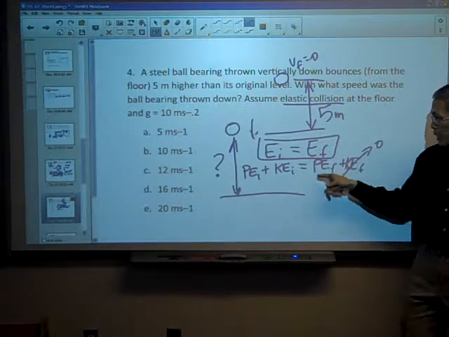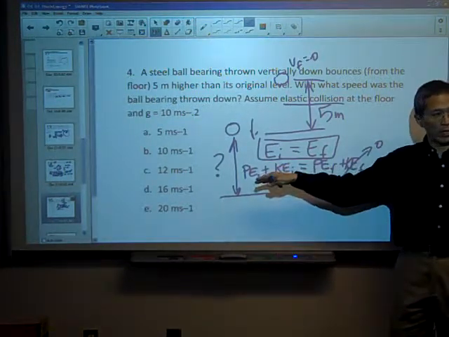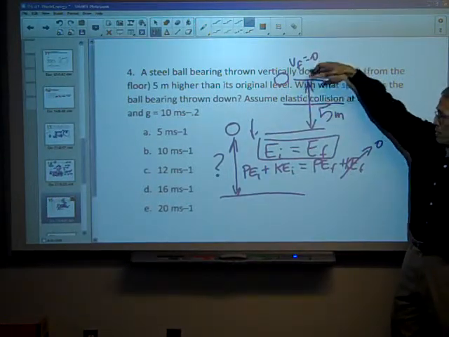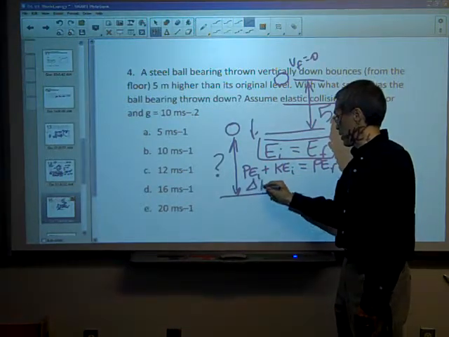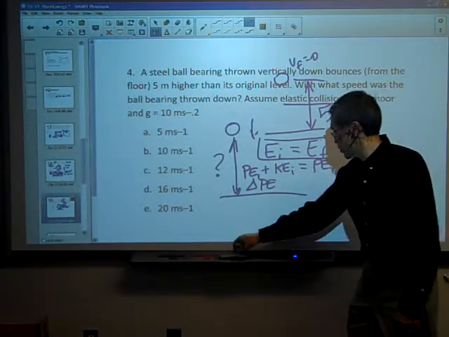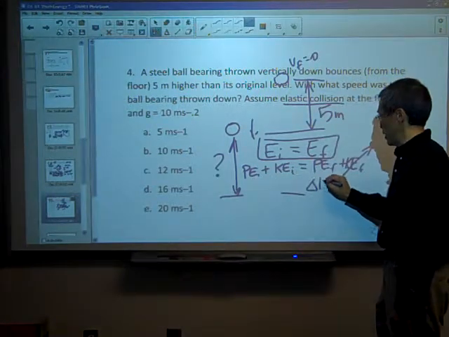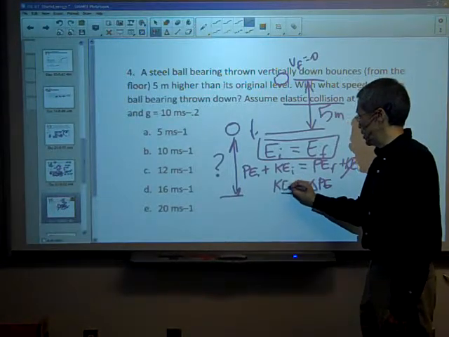If I think about the potential energy, really, I want to know the change of potential energy. So that's really the difference of potential energy between there and there. So I can really call this the change of potential energy. Oops, we'll do that the other way. My change of potential energy equals my kinetic energy initial.